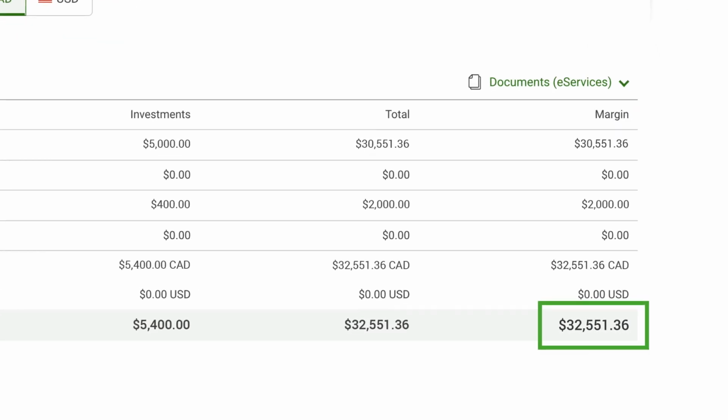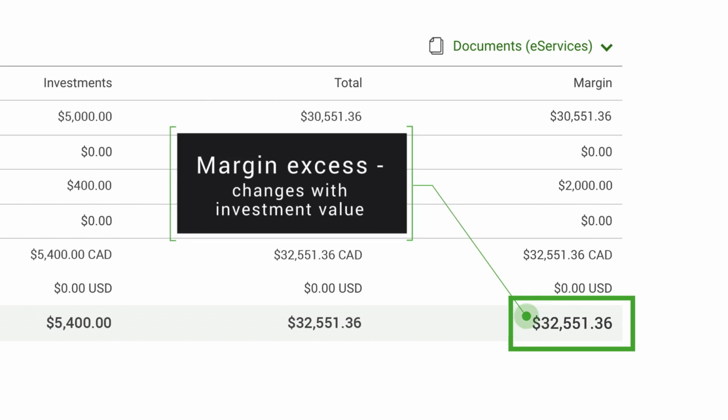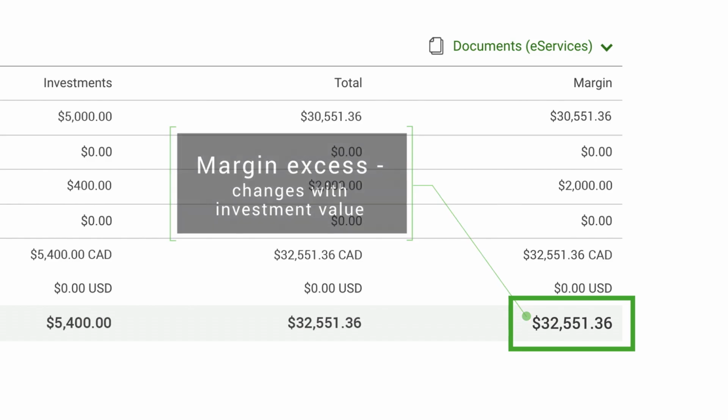This number shows your margin excess. This is the total margin or borrowing room you have. Since the values of your investments change from day to day, this number also changes daily. So it's good to reference it often so you know where you stand.